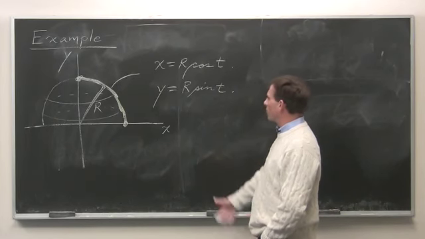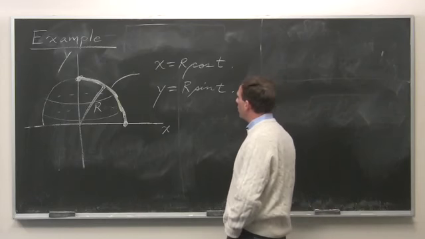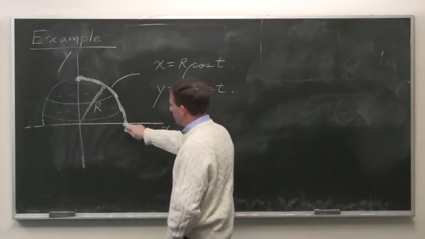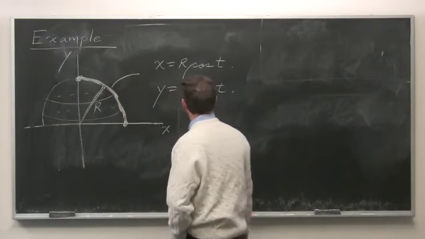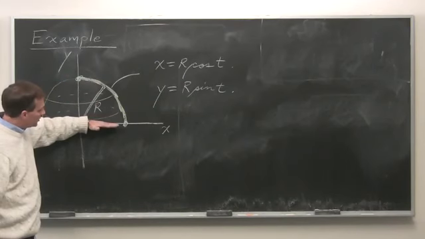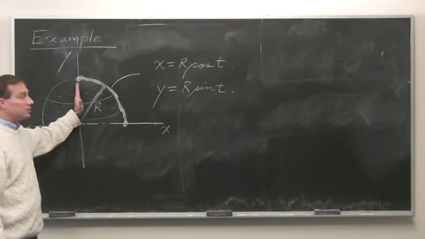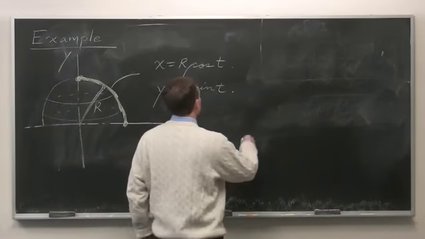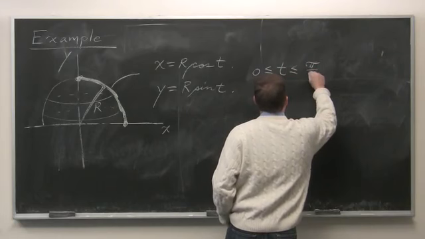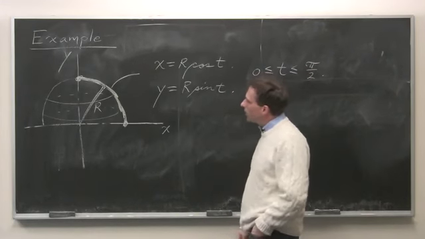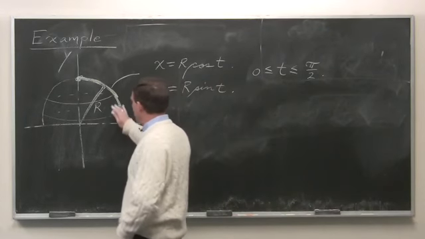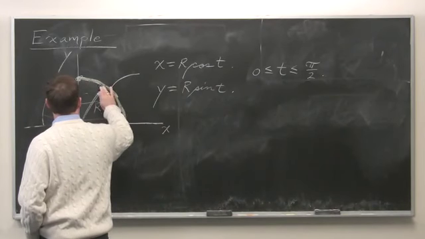So this is the standard parameterization of a circle of radius r, centered at the origin, but we need to restrict our t values so that we just get this quarter of a circle. So that would be this, think of t as the angle with the positive x-axis. This is t equals 0, and as you go to here, that's t equals pi over 2. So we're going to have t between 0 and pi over 2.